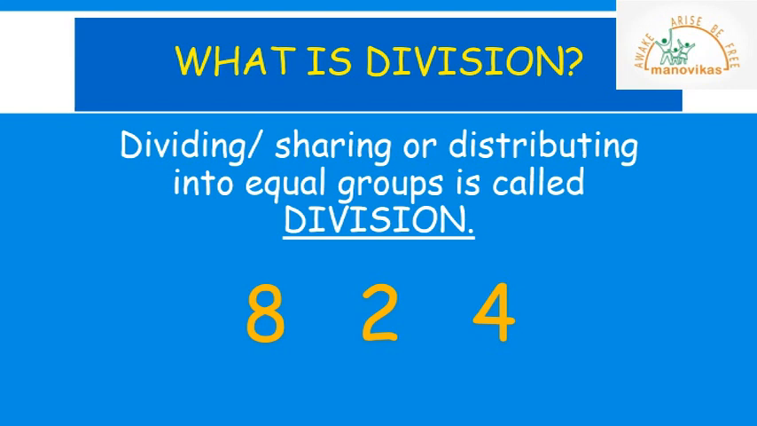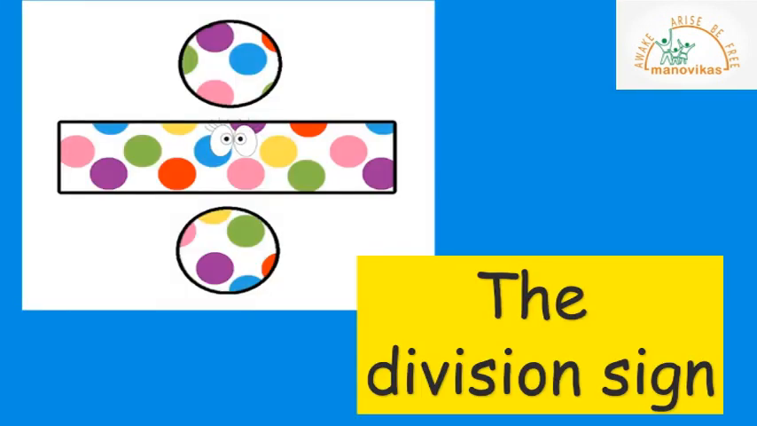So, to do division, we need to insert a sign. This is the division sign. A line like this with 2 dots is called the division sign.